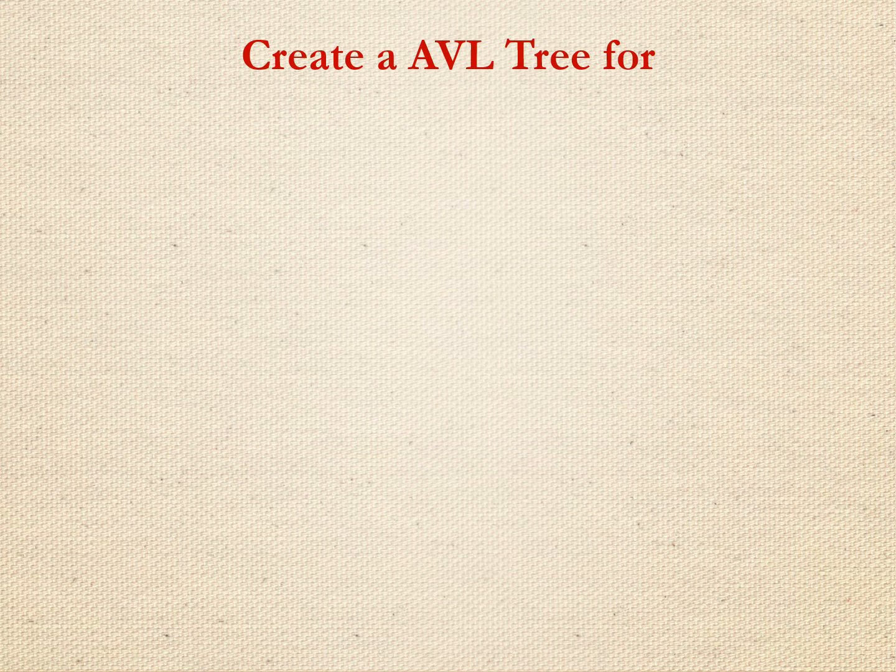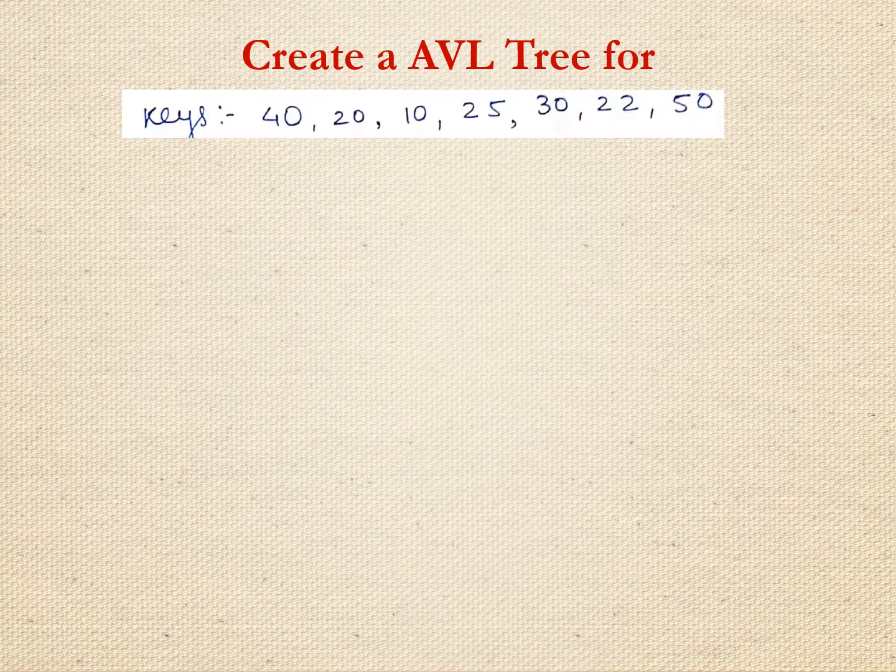Now shifting to an important topic, that is what we were actually creating, the insertions in your AVL tree. So now suppose we have to create an AVL tree for these key values, that is 40, 20, 10, 25, 30, 22 and 50. How will we be inserting it?